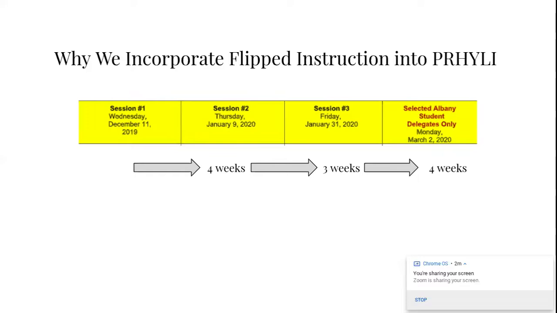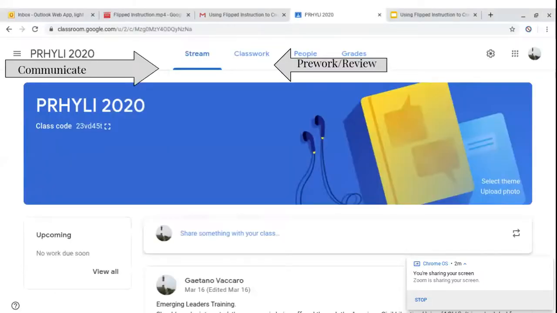In addition, between session 1 and session 2, we also had the Christmas break. Then we come back, we have our session 2, and then session 2 to session 3 was about 3 weeks. And then we had the winter break in February, so it was about 4 weeks. There's a lot of time that we thought we could add materials. So we decided to use Google Classroom. Now that worked for us.